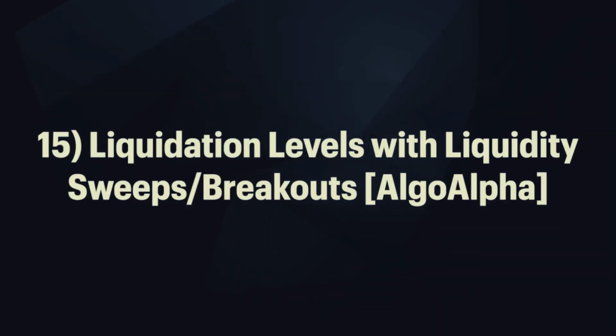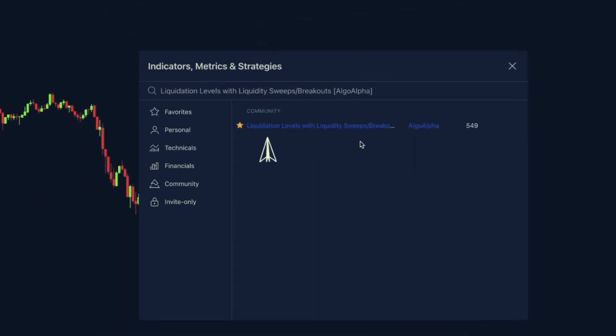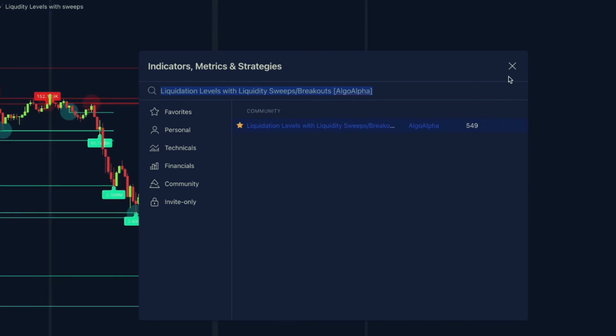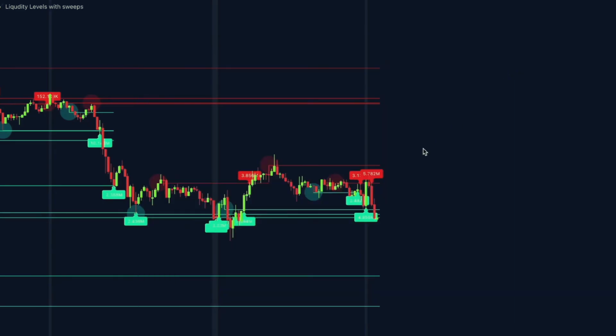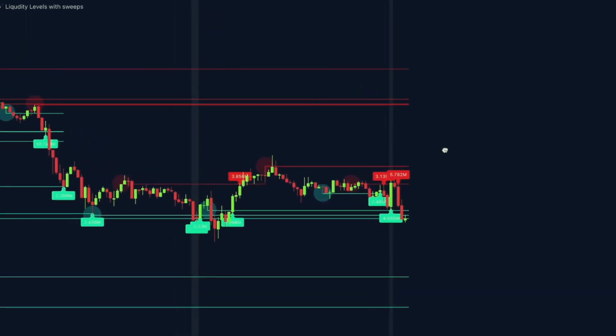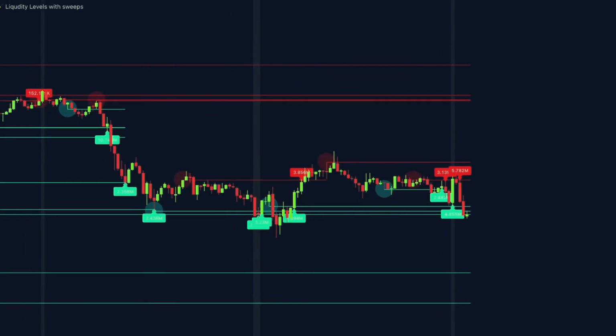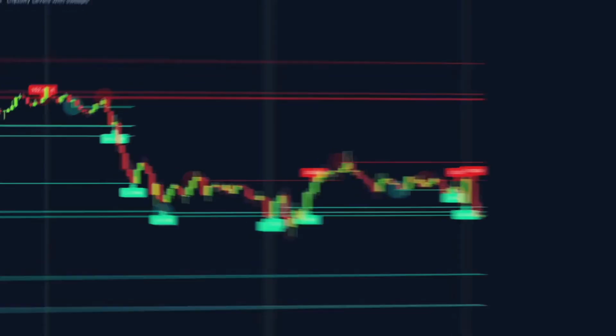Next up is the liquidation levels with liquidity sweeps breakouts by Algo Alpha. The heart of this indicator lies in its ability to track and highlight liquidity levels derived from swing pivots and sweeps across multiple time frames. By calculating relative volume against a user-defined threshold, it identifies strong volume movements typical of liquidity breakouts. This helps filter out fakeouts.